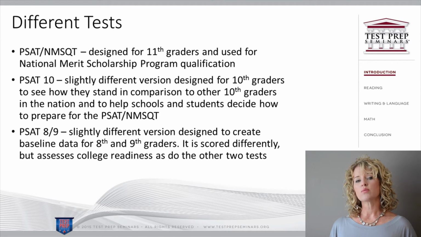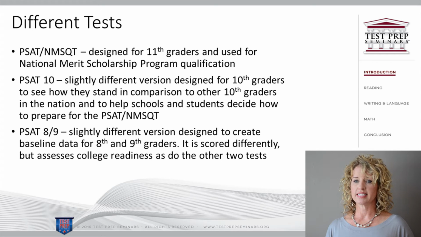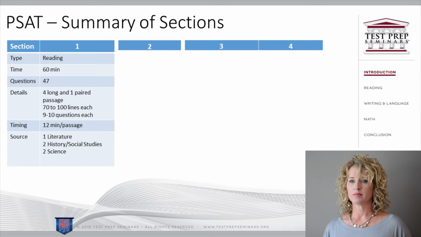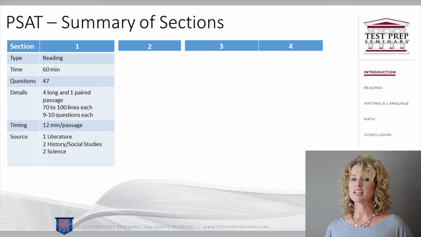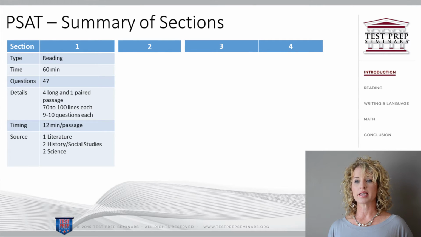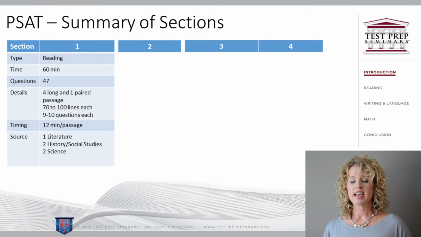So let's look at what comprises the new PSAT. We'll talk about reading first. That's the first section that you will see in testing. Reading is 60 minutes. It has 47 questions, 4 passages that we consider long passages, and one that we refer to as a paired passage. Each one of those passages has 70 to 100 lines, and they have 9 to 10 questions per passage.